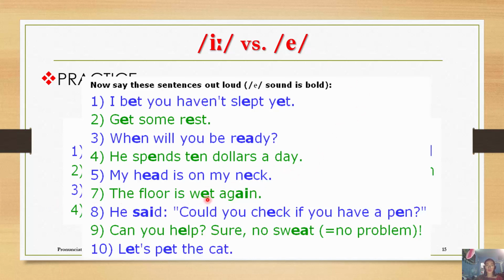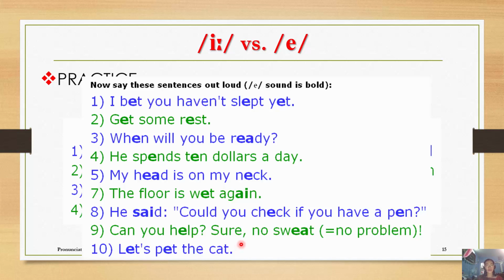6. The floor is wet again. 8. He said, "Could you check if you have a pen?" 9. "Can you help?" "Sure. No sweat." 10. "Let's pet the cat."